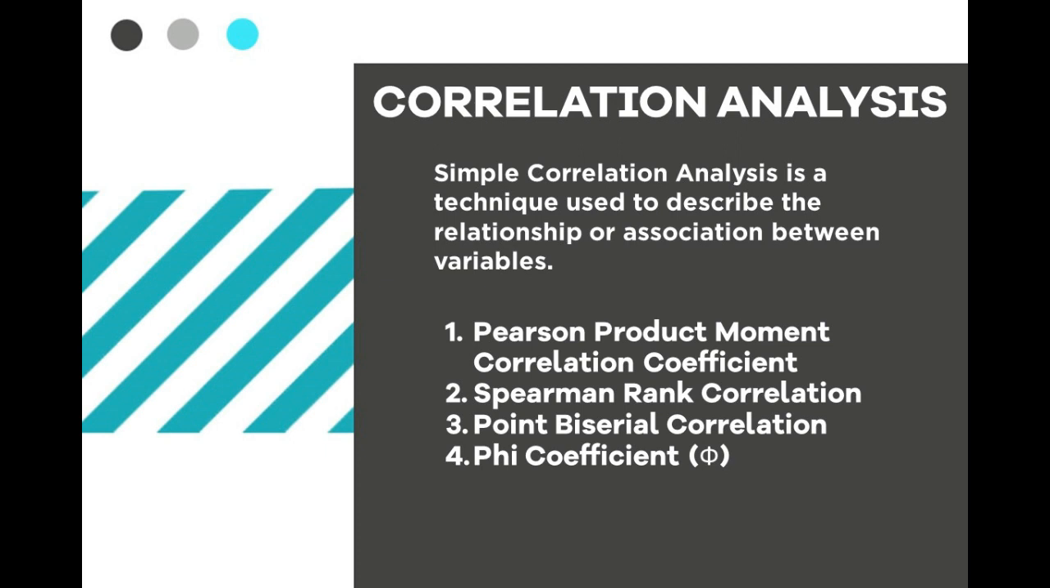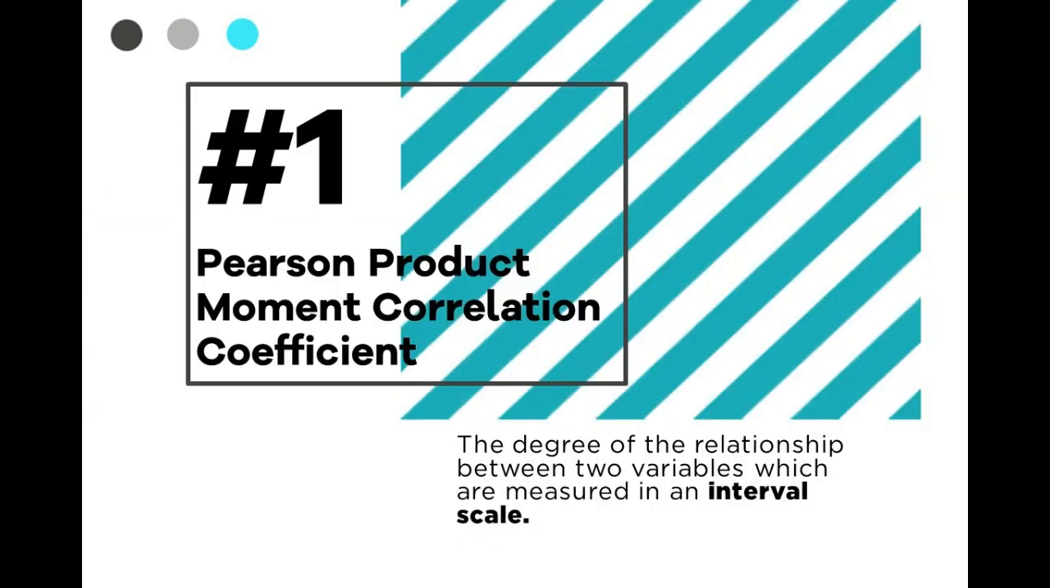So later on, we'll be discussing kung ano nga ba yung pagkakaiba ng apat at saan natin pwede gamitin yung correlation analysis na yun. So first, we have the Pearson product moment correlation coefficient, or also known as Pearson's r. Okay, Pearson correlation. If we want to check the Pearson correlation, we want to know the degree of the relationship between two variables which are measured in an interval scale.